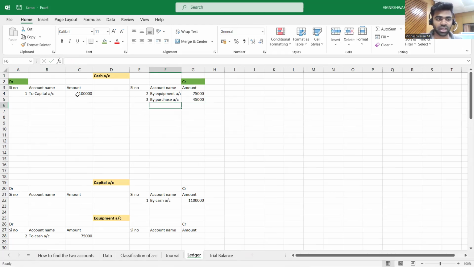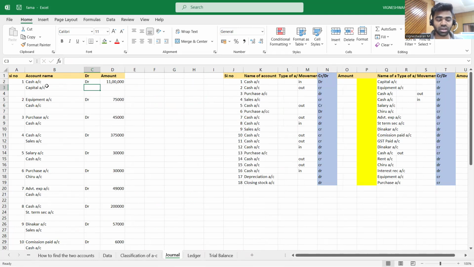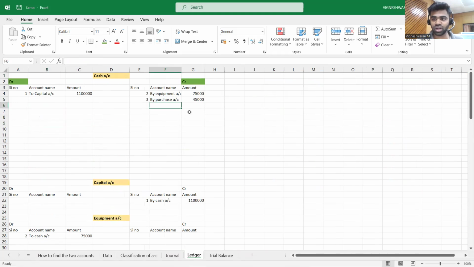I think you are clear, right? See, the first one: cash account, debtor, capital account, amount 11 lakhs. In the cash account table, on the debit side, I put 11 lakhs; in the capital account table, on the credit side, I put 11 lakhs. For the second entry, in the equipment account table, on the debit side, I put 75,000, and in the cash account table, on the credit side, I put 75,000. For the third one, in the purchase table I put 45,000 on the debit side, and in the cash account table I put 45,000 on the credit side. So far it is clear, right?